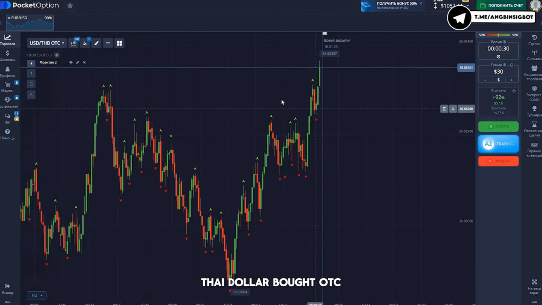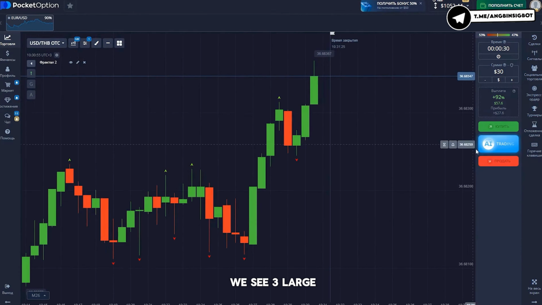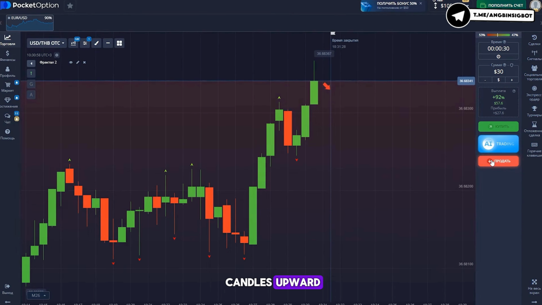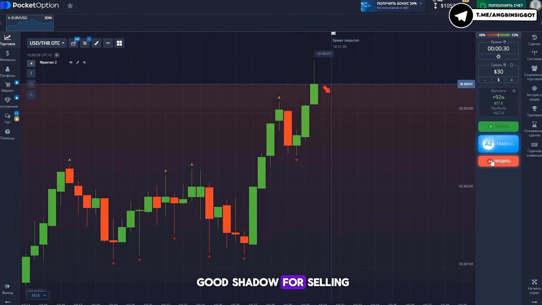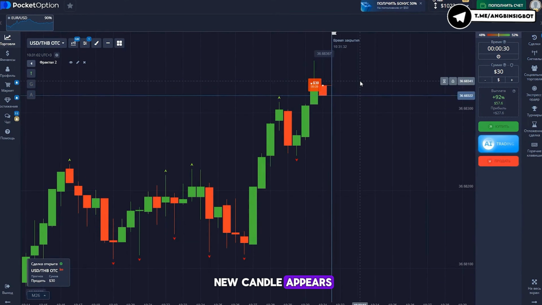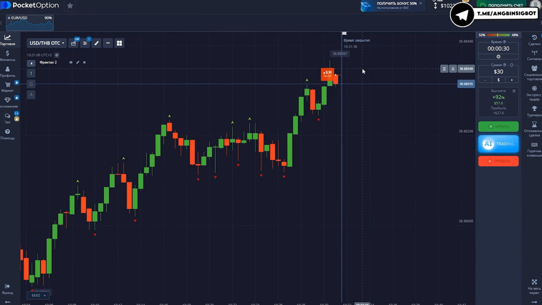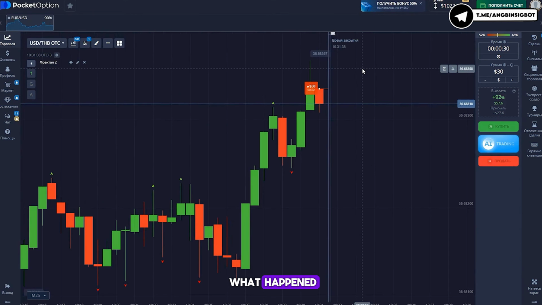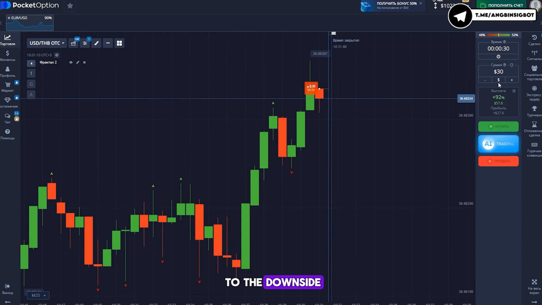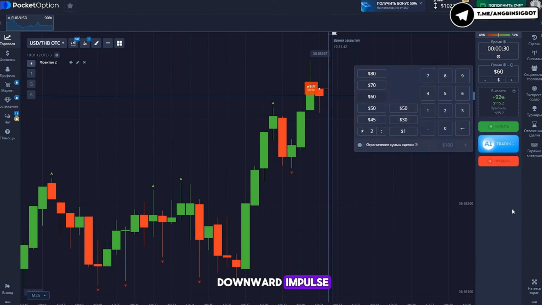Thai dollar, bought, OTC. We see 3 large candles upward. There is also a good shadow for selling. As soon as a new candle appears, and if the 3rd candle closes green, I will open a trade to the downside. Yes, that is exactly what happened. I opened a trade to the downside. We see a strong downward impulse.